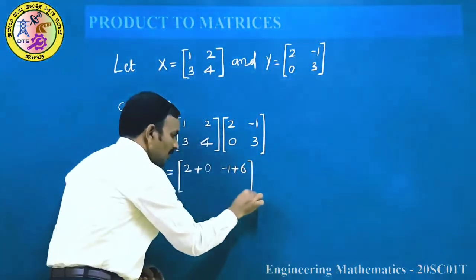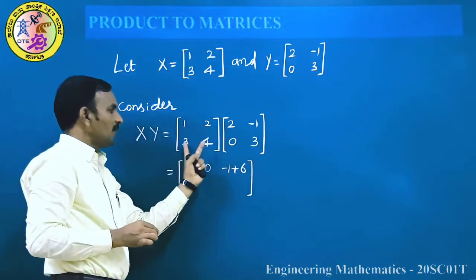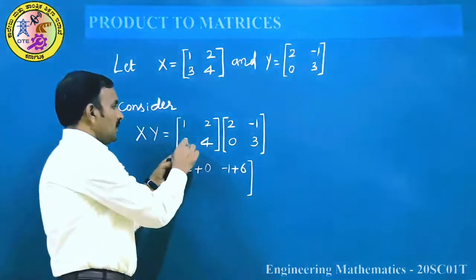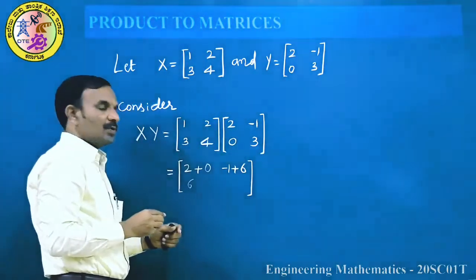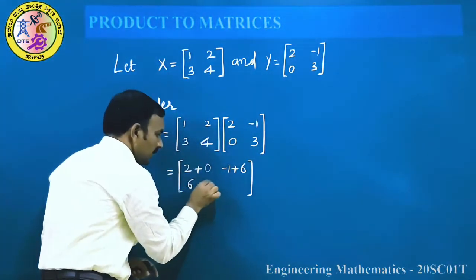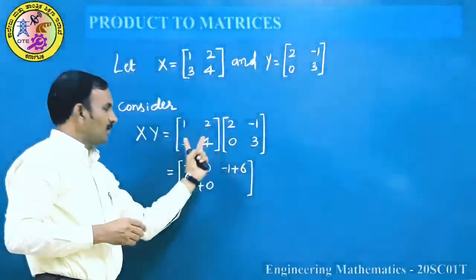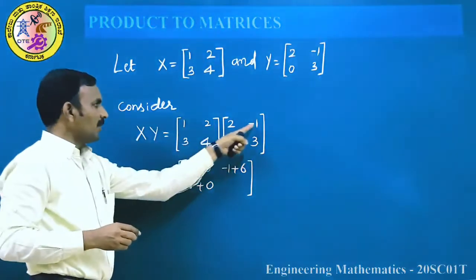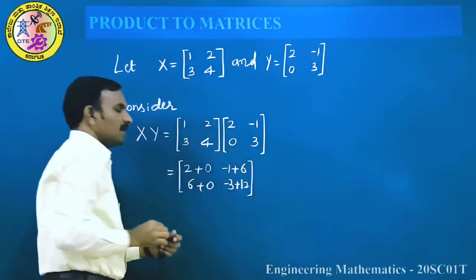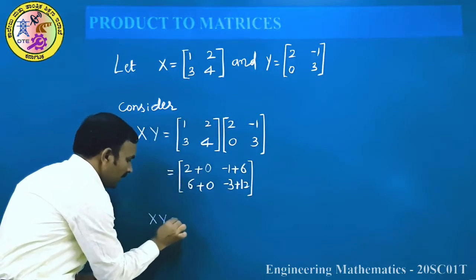Next, you have to change the row. Second row, first column: 3, 4 with 2, 0. 3 into 2 is 6, 4 into 0 is 0, 6 plus 0. Next, second row, second column: 3 into -1 is -3, 4 into 3 is 12, -3 plus 12.